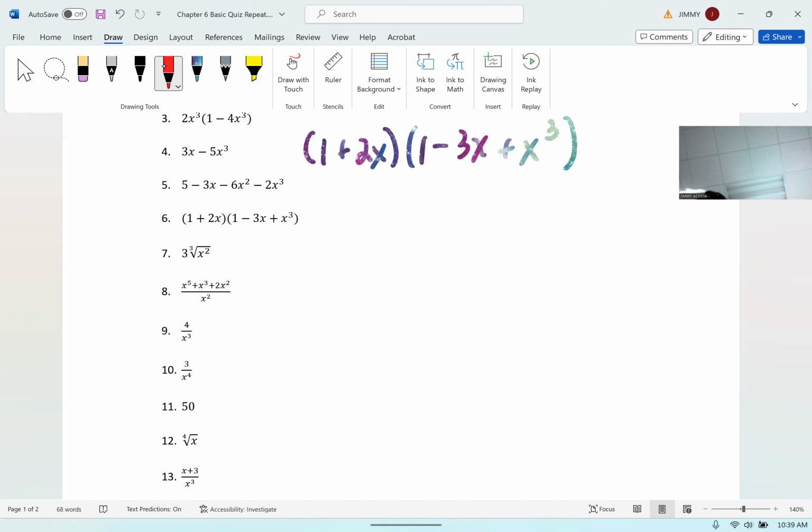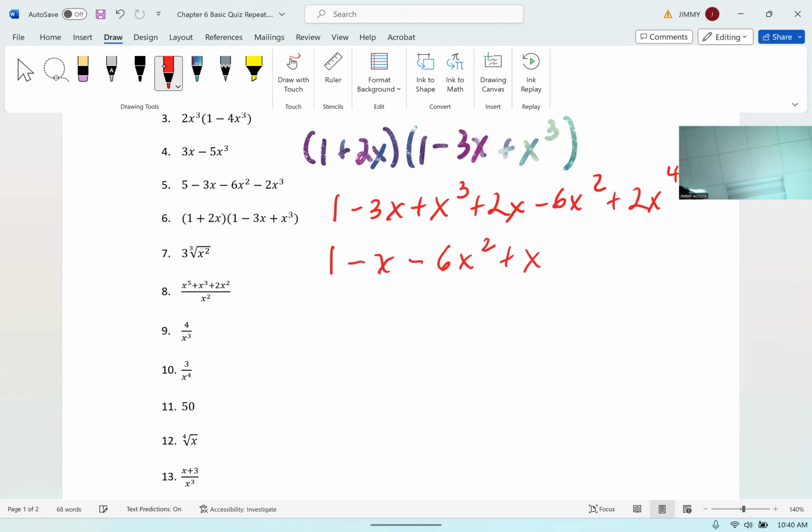Now here's problem number 6. And number 6, you just FOIL. So FOIL first: 1 minus 3x plus x to the third, and then continue plus 2x minus 6x squared plus 2x to the fourth. And now, as a consequence, you're going to be able to combine like terms there, right? Here we have this one, and you have minus x, minus 6x squared, plus x to the third. And if I didn't make a mistake, this is what you got.